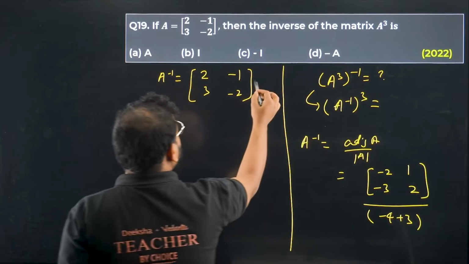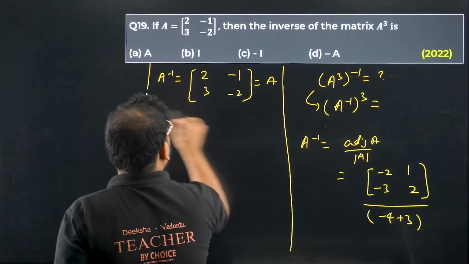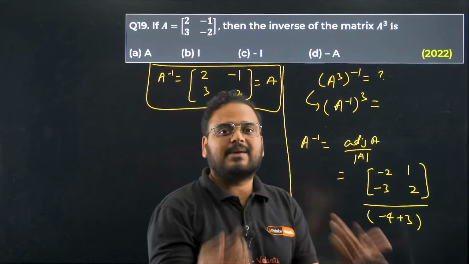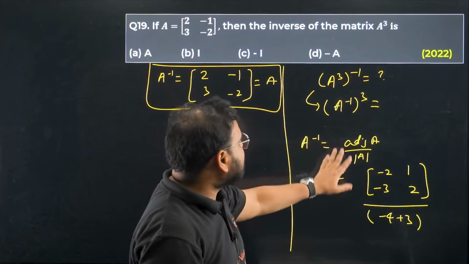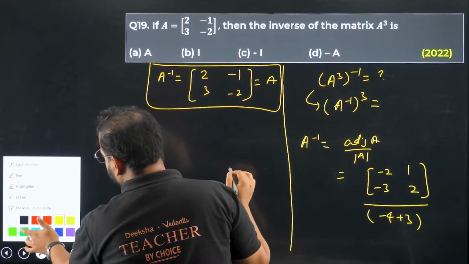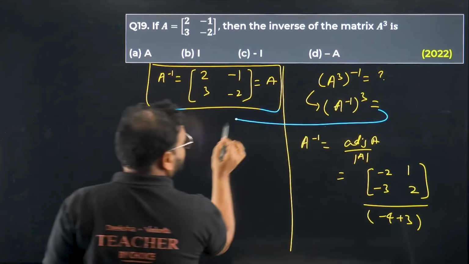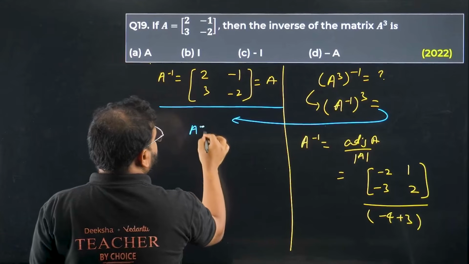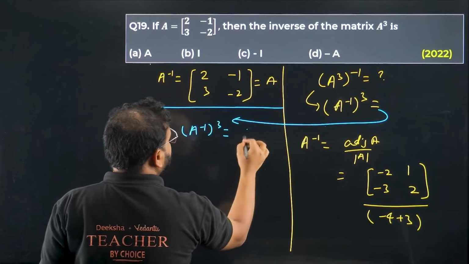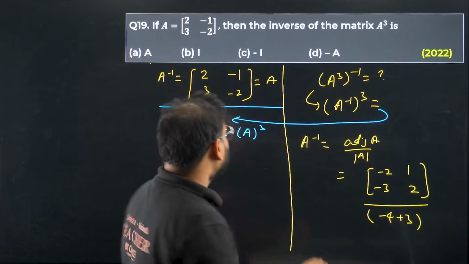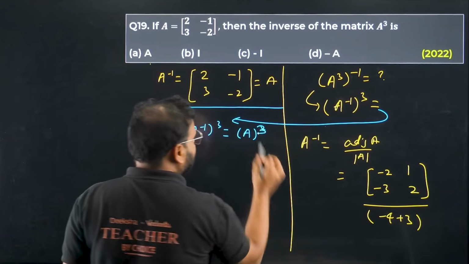Isn't that same as A actually? Please check. 2 minus 1, 3 minus 2. It means A inverse is same as A. So I can replace this thing over here. Please check: A inverse the cube is simply A cube, because A inverse is A. This is my A cube.